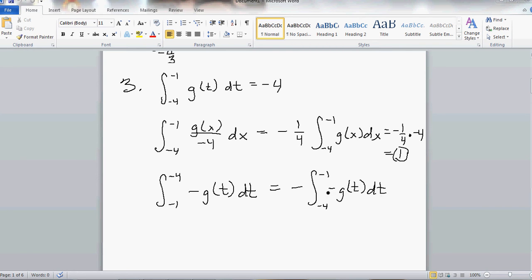Well, it's still not the same because we have this negative, so we need to bring this negative out front here. So it ends up equaling the integral from -4 to -1 of g of t dt. Now, the integral of -4 to -1 of g of t dt, according to our problem, is equal to -4. So the answer is -4. That whole mess to end up with what we had at the very beginning.